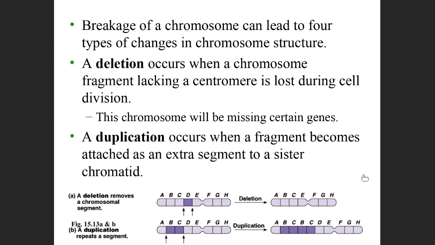A duplication occurs when a fragment gets attached as an extra segment to a sister chromatid. So one sister chromatid is missing a piece, but the other one has the extra piece attached to it. This is going to cause problems when it comes to gamete formation. So those individuals, if they survive, are often sterile because they can't produce gametes correctly because their chromosomes are messed up. So they still have all the genes. It's just that when it comes to making gametes, it just can't happen correctly.